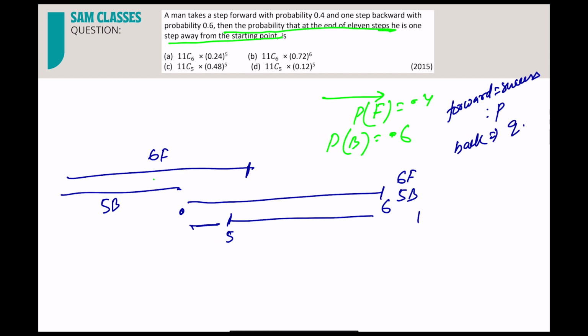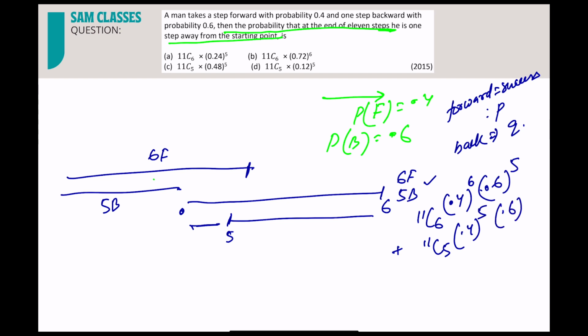Correct. So in this case 11C6, 0.4 power 6 into 0.6 power 5, plus what will be the second one? 11C5, here 0.4 power 5 and 0.6 power 6, just interchange the powers. Now add it up. When you add it, you can take common. One more thing, a lot of students will ask, sir, 11C6 and 11C5, they're the same thing.